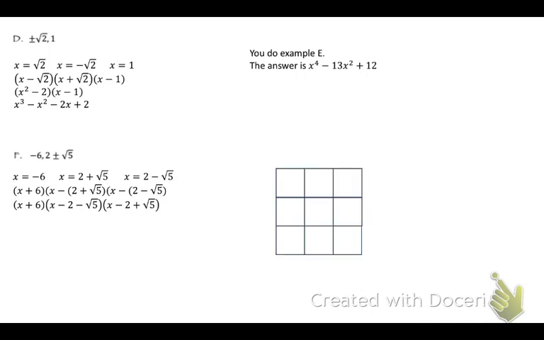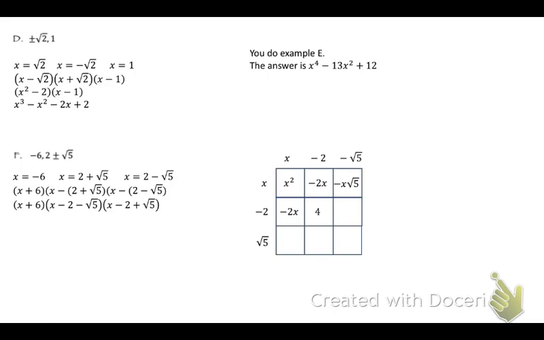And the easiest way to do this is with the box. You can do it by foiling and distributing. That's fine, but I'm just going to use the box because it helps me keep organized, okay? So I have x minus 2 minus the square root of 5, x minus 2 plus the square root of 5. Now x times x is x squared. Negative 2 times x is negative 2x. Negative square root of 5 times x is negative x square root of 5. X times negative 2 is negative 2x.